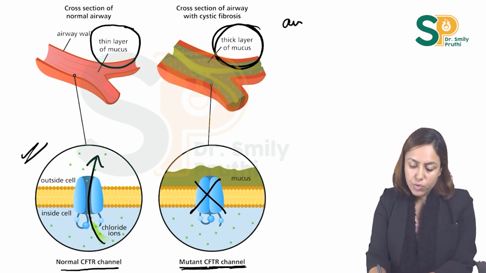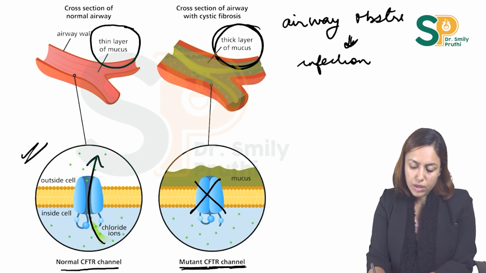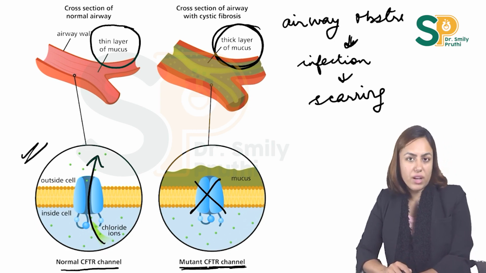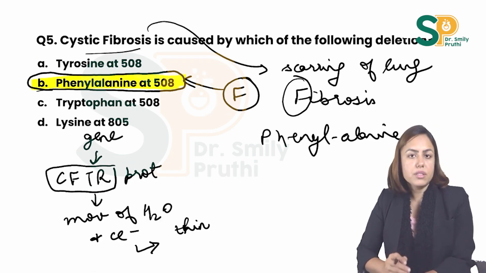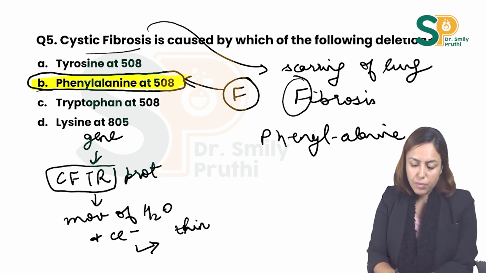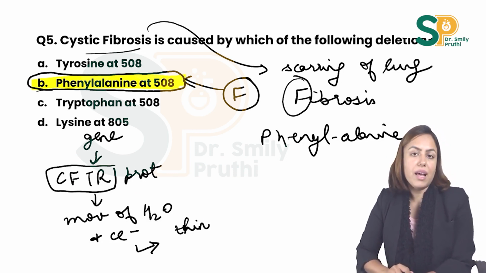This will lead to airway obstruction due to sticky thick mucus. This will lead to infection and inflammation, and finally leading to scarring of lungs. Okay, so the answer to this question, this you have to cram only, that in cystic fibrosis, one amino acid deletion occurs, phenylalanine at 508 position, right?